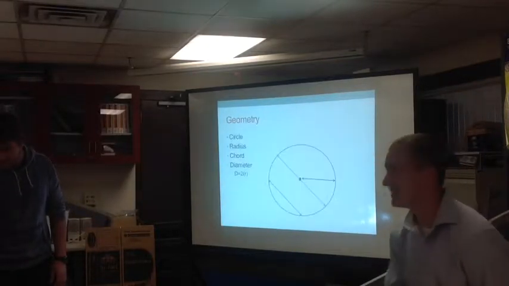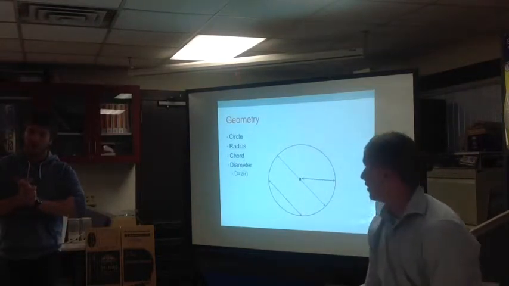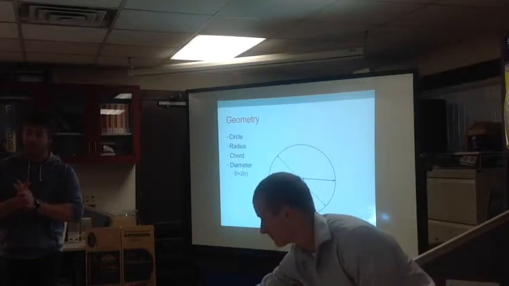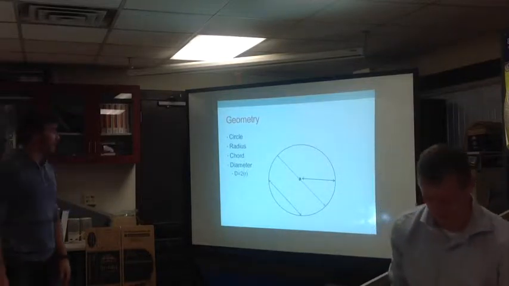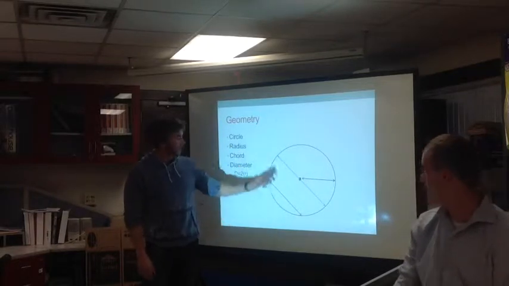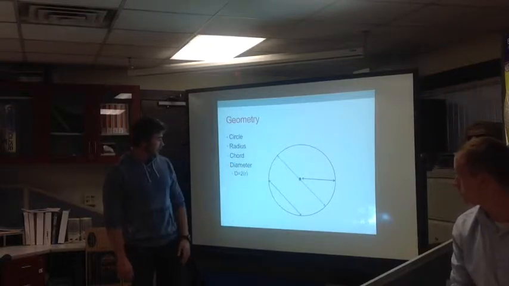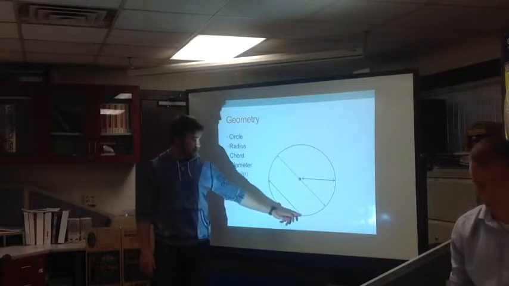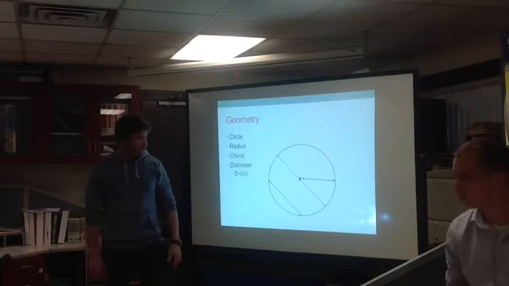Okay, so for our activity today, we're just going to go over some reminders about geometry. Circle: the radius is from the center point to the outside edge of a circle. Diameter is 2 radiuses; it goes all across a circle. And a chord is a line segment that touches 2 outer edges of a circle, but it doesn't pass the center point.